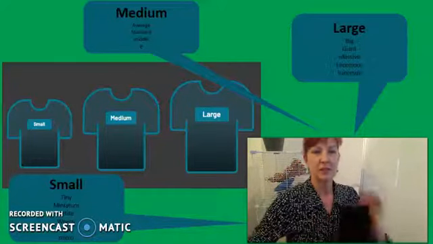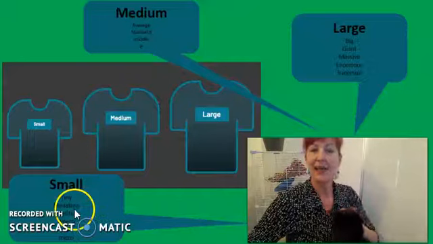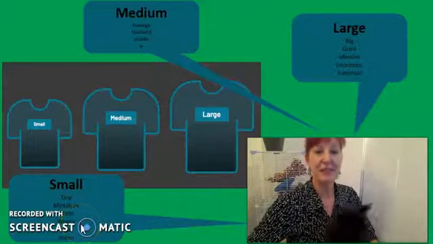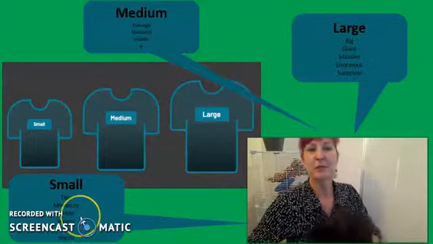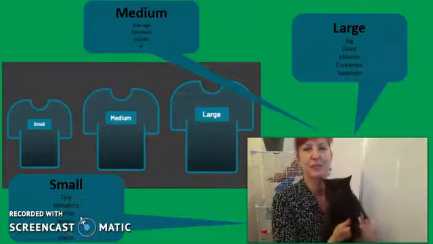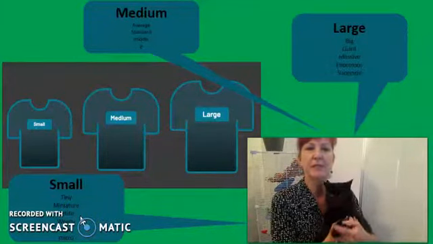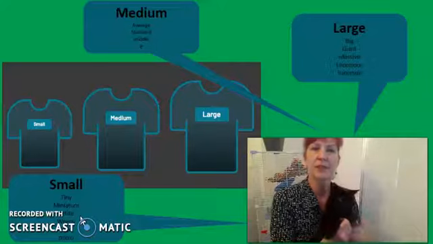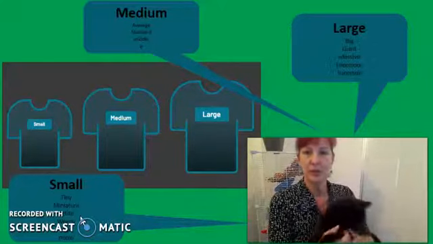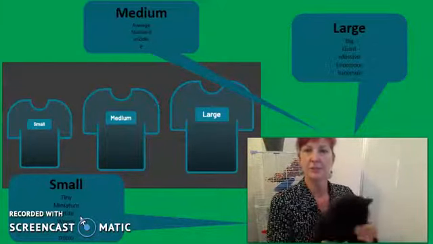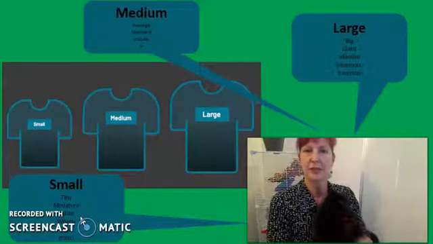So let's start with small. Small, tiny, miniature, petite, weeny, micro. A little bit informal there. Yeah, and then for medium, I've got average, standard, or middle. Yep. And then I've got large, big, giant, enormous, and supersize.